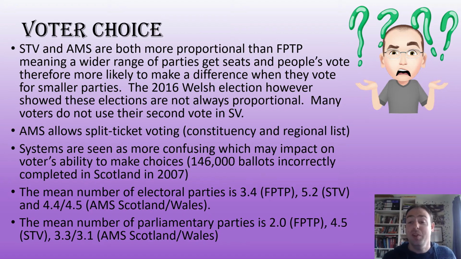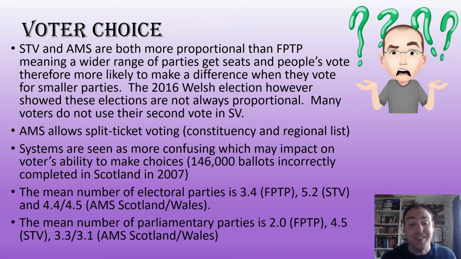Now, there is an argument that although you've got the voter choice, the choice is confusing, and this can have an impact on the voters' ability to make a rational choice, or to actually have their vote counted. The most extreme example of this was in Scotland, where these things were fairly new, in 2007, and we had 146,000 ballots that were incorrectly completed.